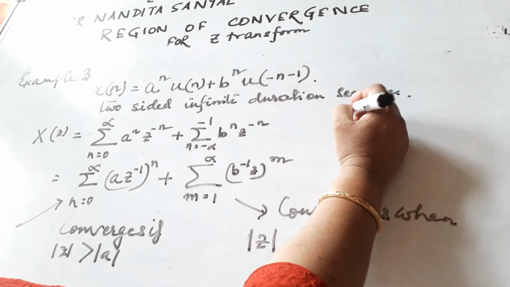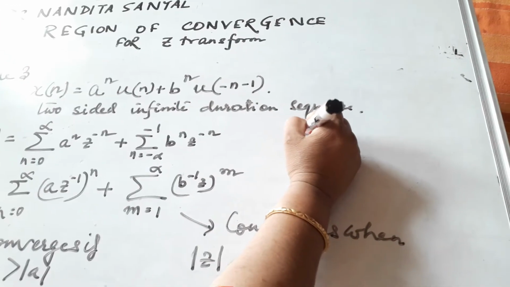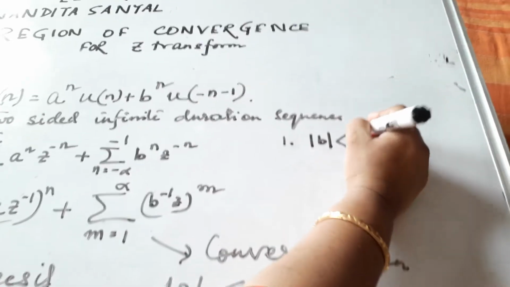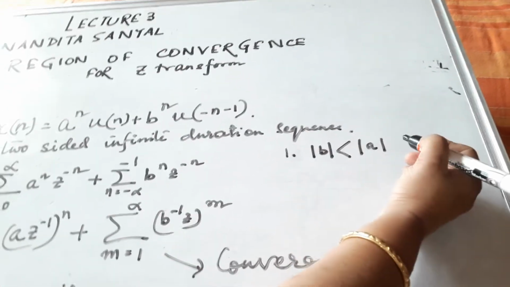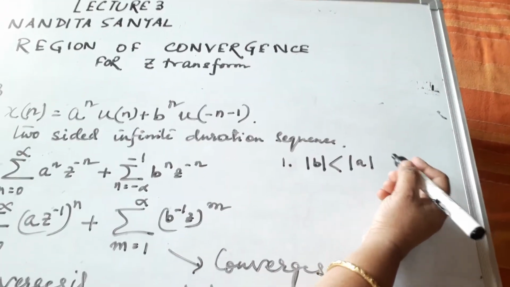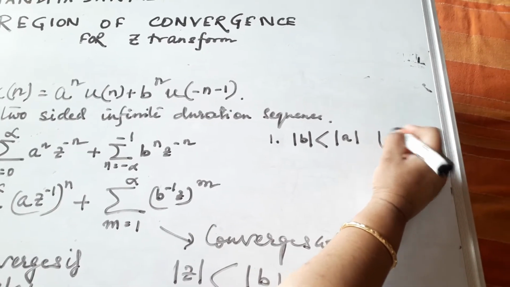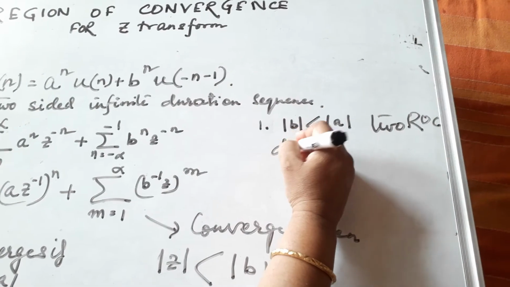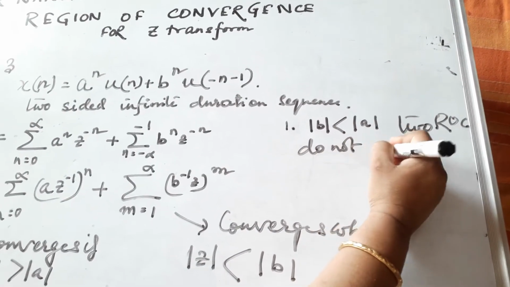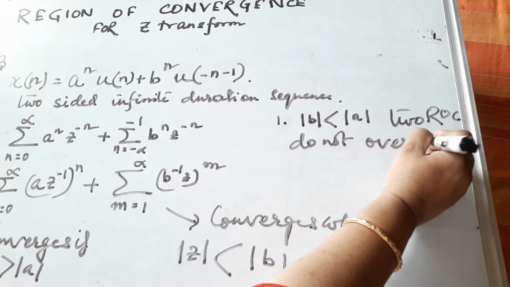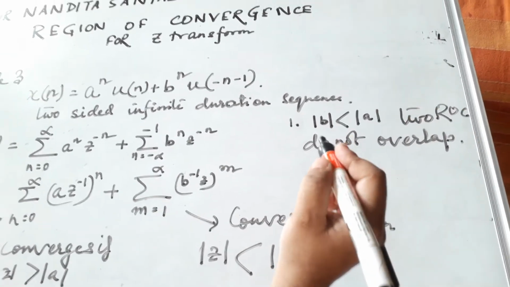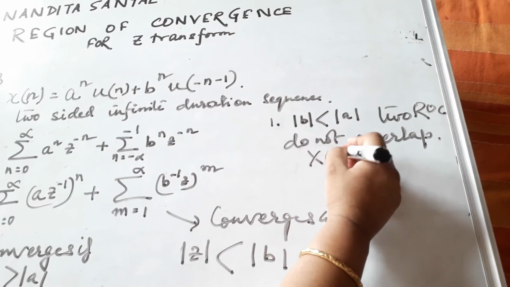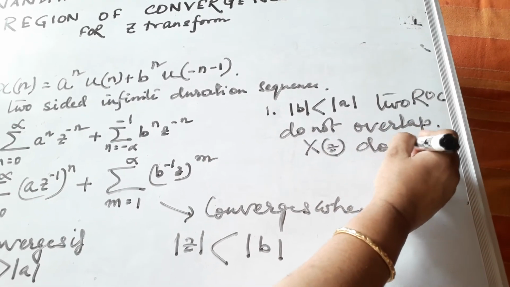Now let us consider number 1, when mod b is less than mod a. The two ROCs do not overlap, so X(z) does not exist.